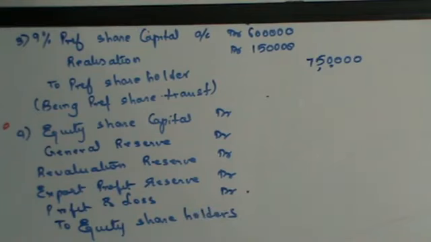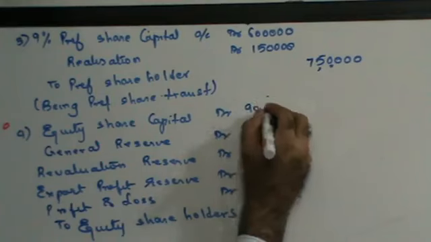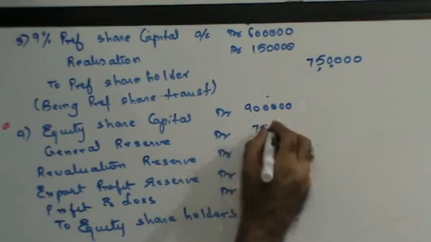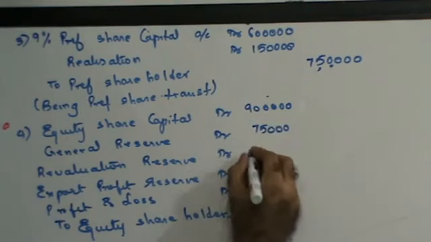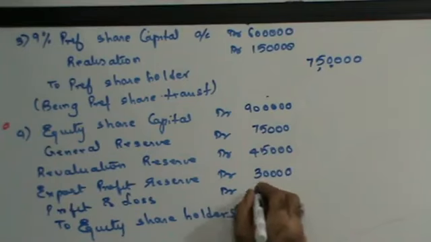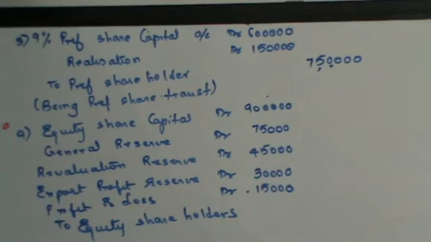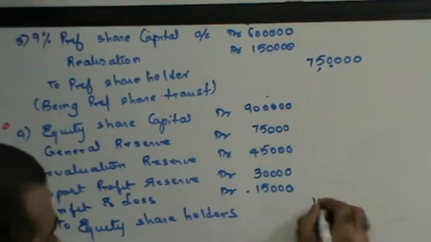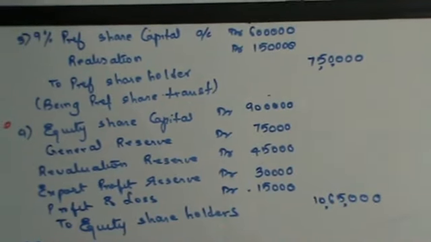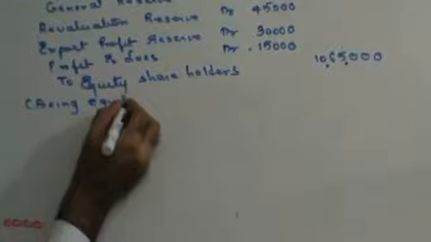Right? Equity share capital is 9 lakhs. General reserve is 75,000. Revaluation reserve is 45,000. Export reserve is 30,000. Profit and loss is 15,000. And equity shareholders. Someone please add all that and tell me how much is this? 10 lakh 65,000, being equity shares transferred.